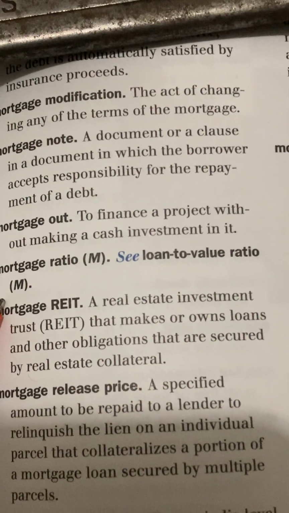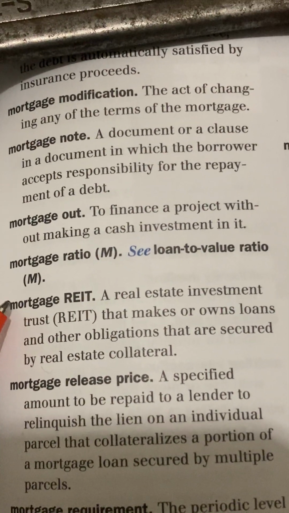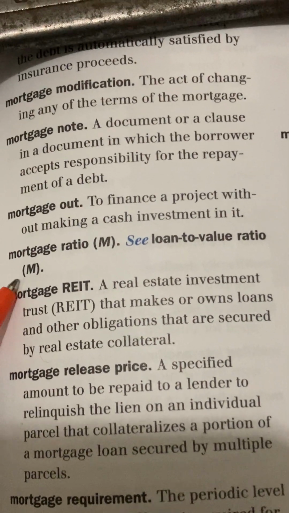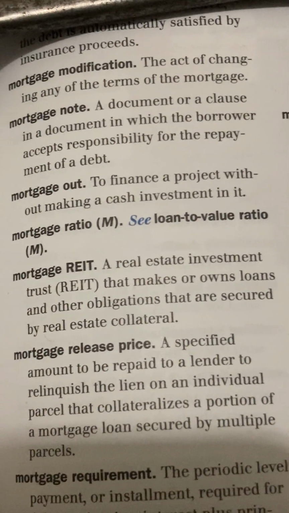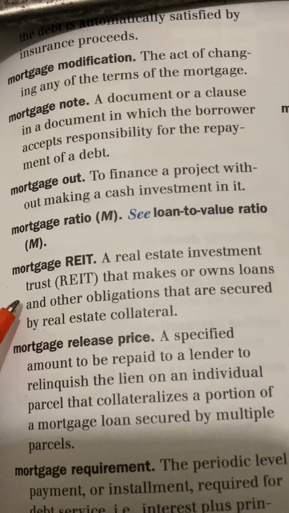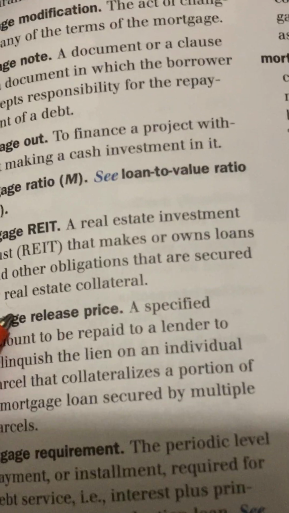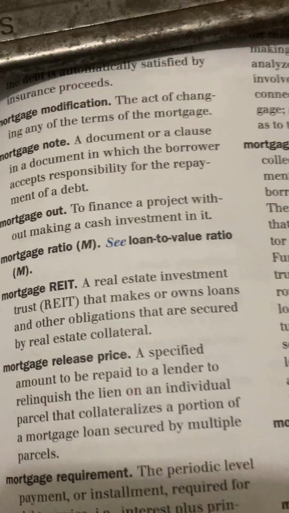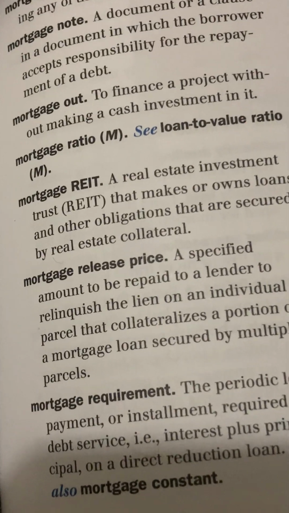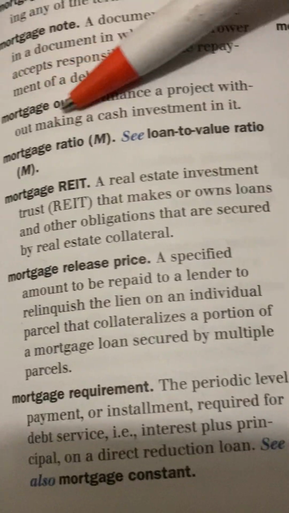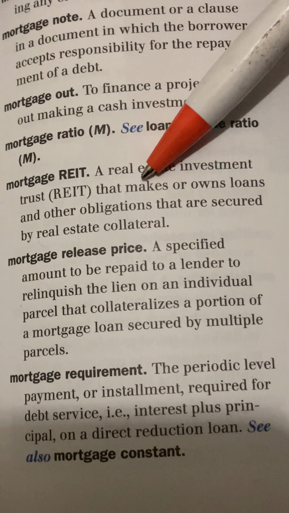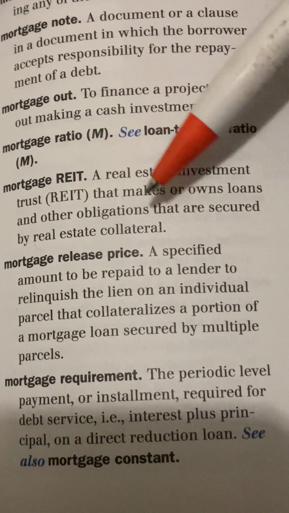Mortgage ratio. The acronym is just capital M. See also loan to value ratio. Mortgage REIT. A real estate investment trust. The acronym is REIT. That makes or owns loans and other obligations that are secured by real estate collateral.